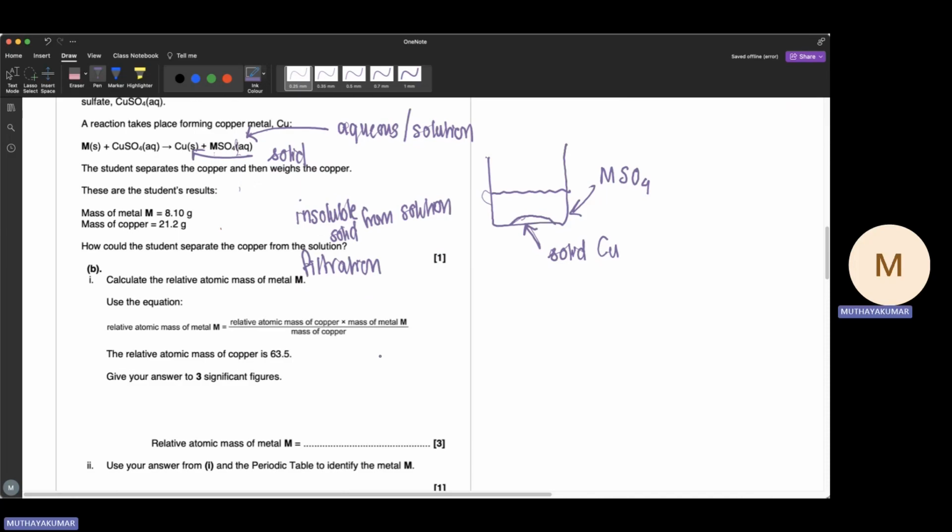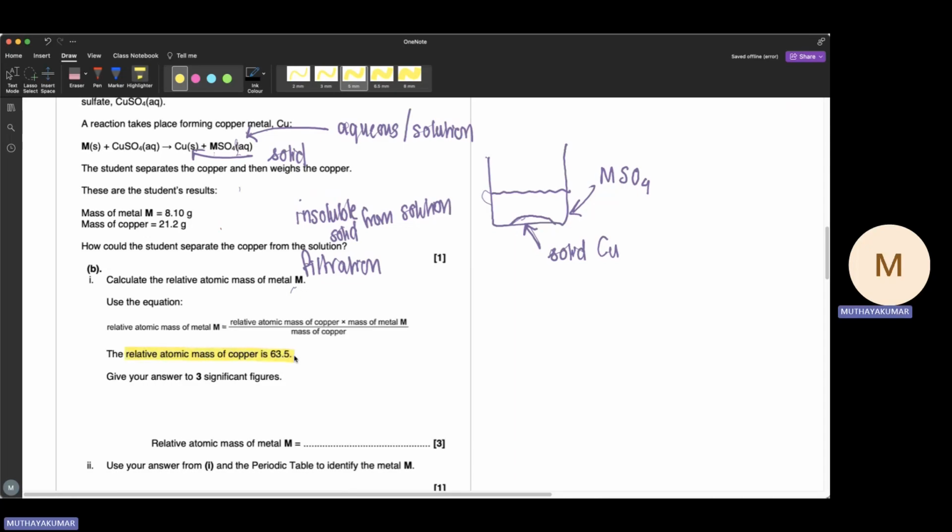Part B, calculate the relative atomic mass of metal M. And you're given the equation that you need to use. So relative atomic mass of metal M is the relative atomic mass of copper multiplied by the mass of metal M, all divided by the mass of copper. So let's try and highlight all the different bits of information that were given in the question and how it links to this equation. So if we keep reading, the relative atomic mass of copper is 63.5.